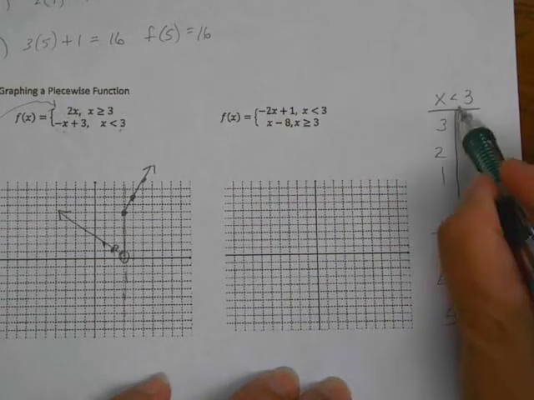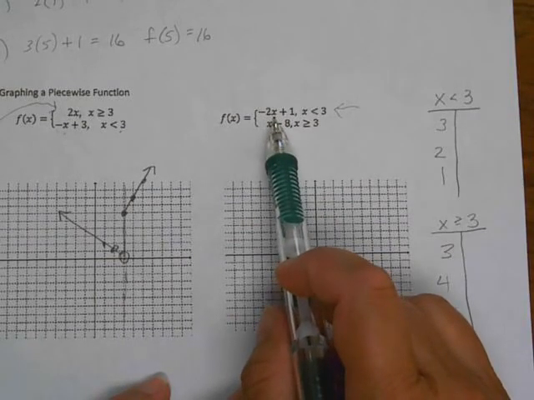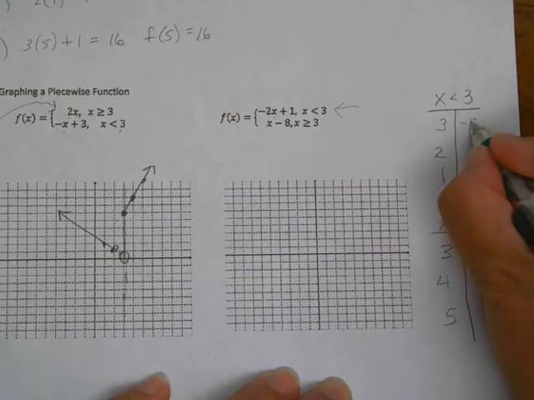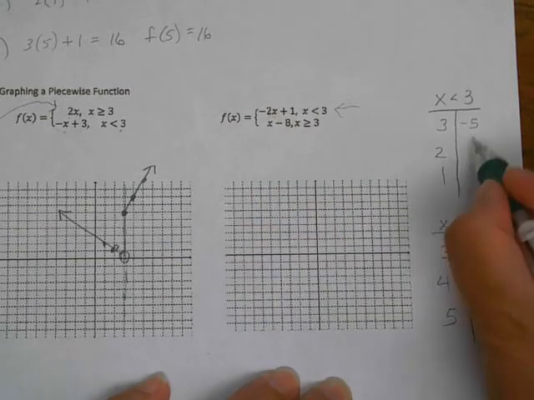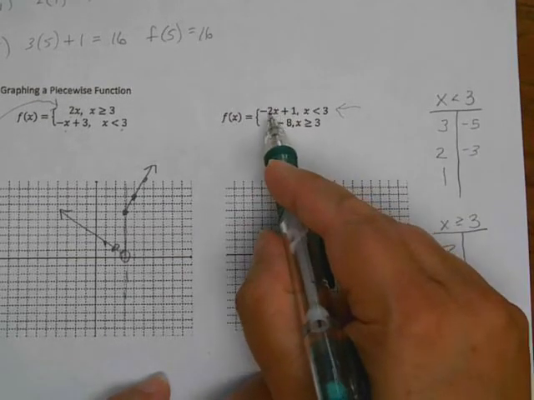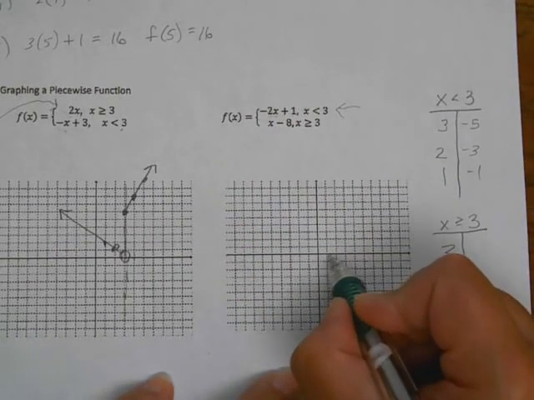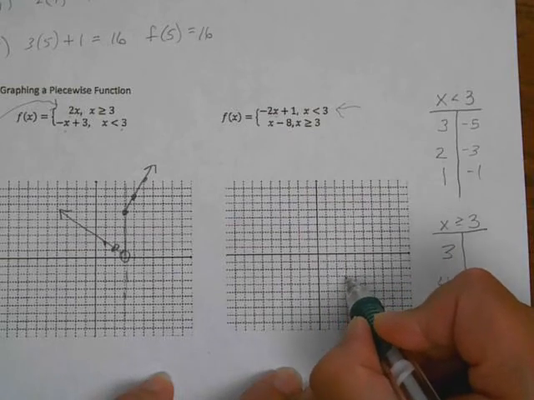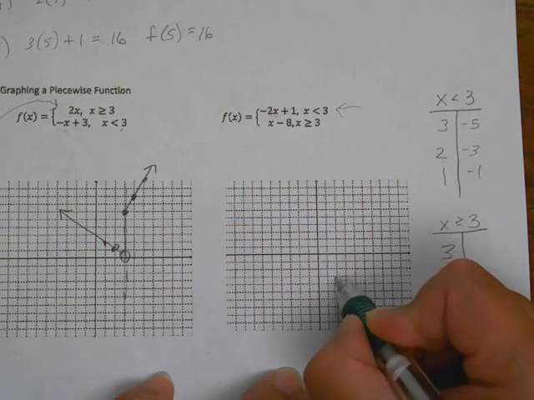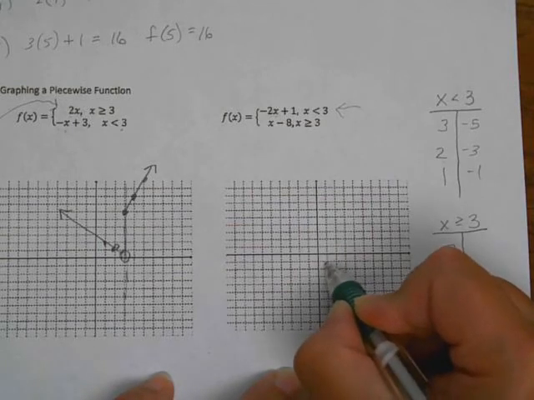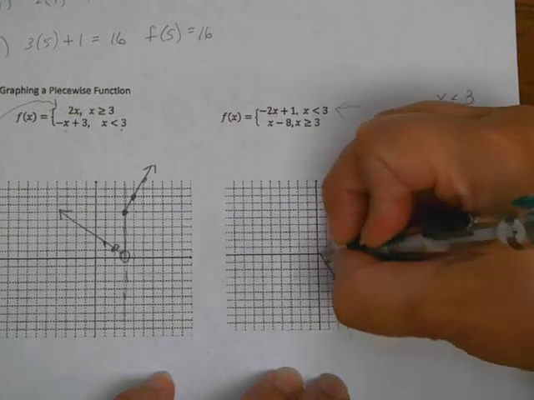So let's start with the ones that are smaller than 3. That's going to use this equation. Negative 2 times 3 is negative 6, plus 1 is negative 5. Now let me put 2 in here. This would be negative 4 plus 1, which is negative 3. And then put 1 in here, so negative 2 times 1 is negative 2, plus 1 is negative 1. So I have a point at 3, negative 5, at 2, negative 3, and at 1, negative 1. So remember, we're moving away from this line. So this graph is going to look something like this.